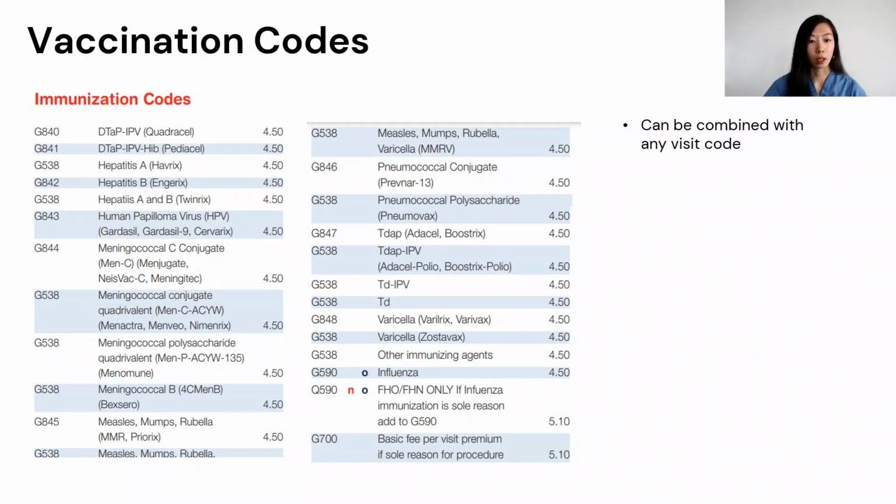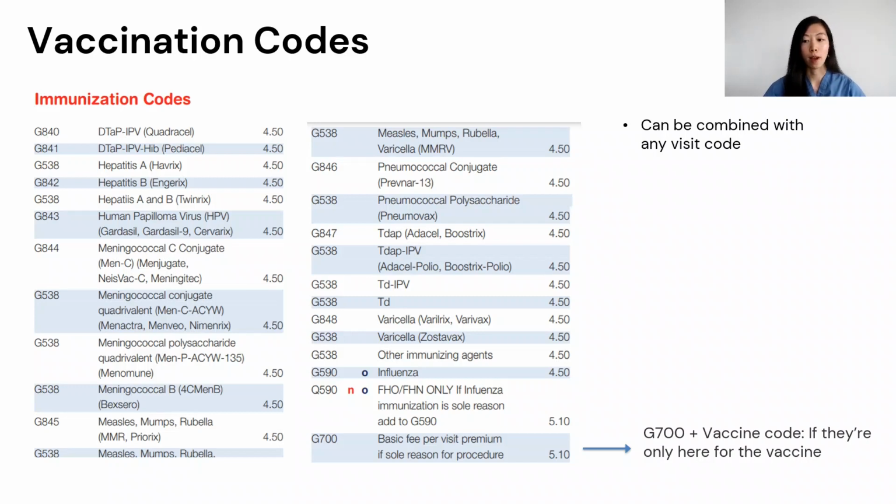Vaccination codes are listed here, and these can be combined with any visit code as well. But just a heads up, the G700 is for if the patient solely comes in just to get their vaccine for something. Then instead of billing an A007 plus the vaccine code, you would bill a G700 if they're only here for the vaccine.